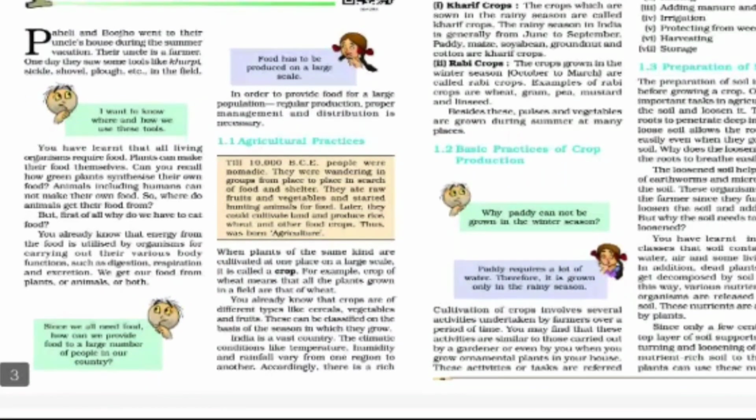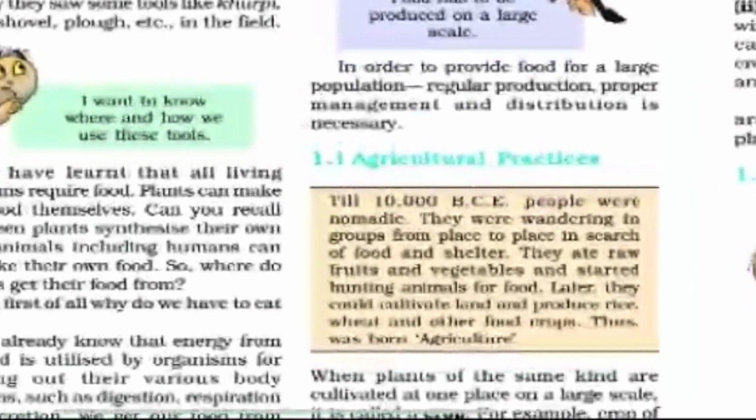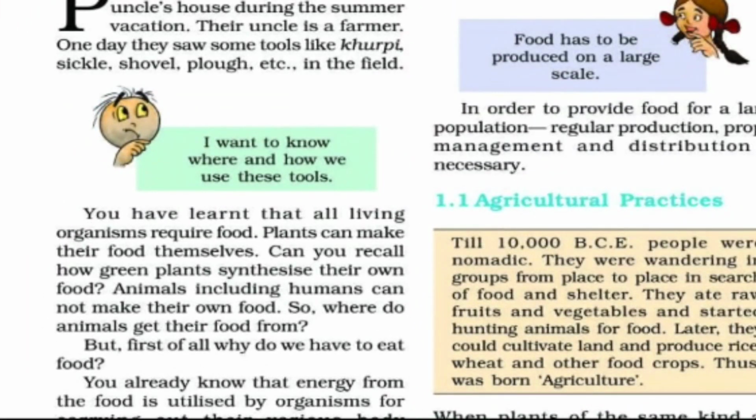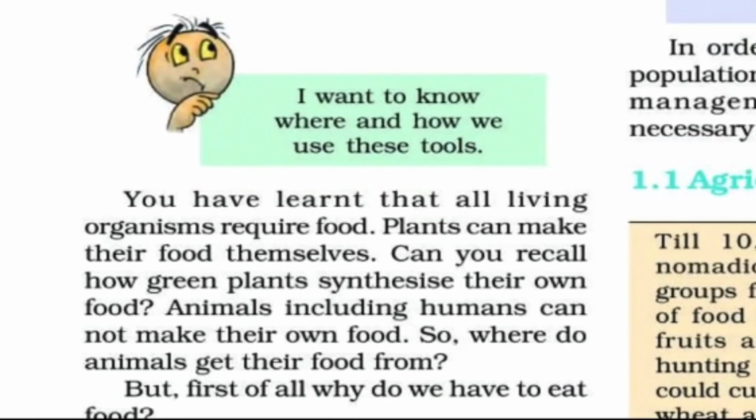This is your textbook picture. You'll be well familiar with Boojo and Paheli, right? Boojo wants to know that khurpi, sickle, shovel, plow and all these things are used in the field. Why do they use them? Because the farmers use these tools and equipment for crop production.